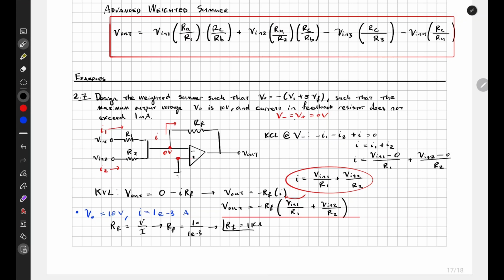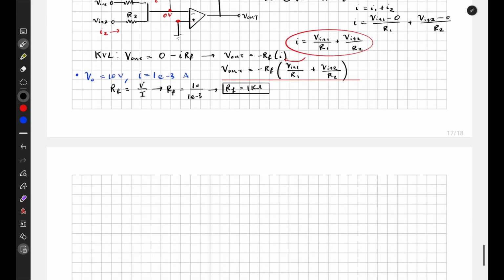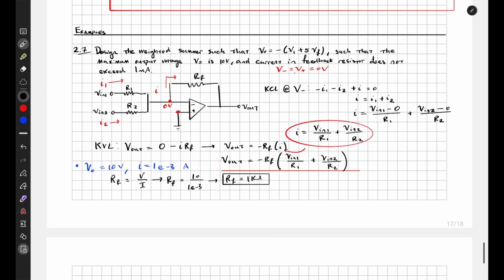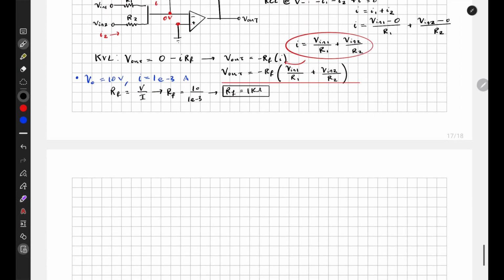We have solved for RF, but this is a tentative solution. What we need to do is solve all the values first and then see if that solution will be feasible. So we just have RF equal to 1 kilo ohms as an initial value. Okay, then in addition, we are also told that to design this weighted summer circuit, we need to have that V out is equal to negative V1 plus 5 V2. So let's utilize that requirement now.